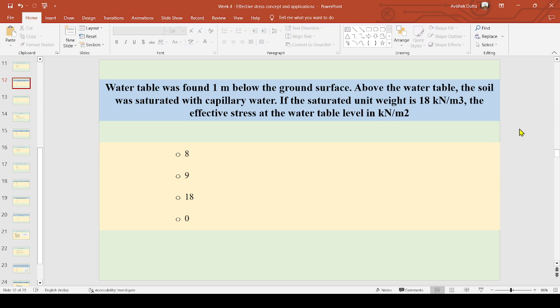So the water table was found 1 meter below the ground surface. Now above the water table, the soil was saturated with capillary water. It means capillary suction was taking place in the soil above the water table. Now if the saturated unit weight of the soil is 18 kilonewton per meter cube, the effective stress at the water table level in kilonewton per meter square is. The options are 8, 9, 18, or 0.